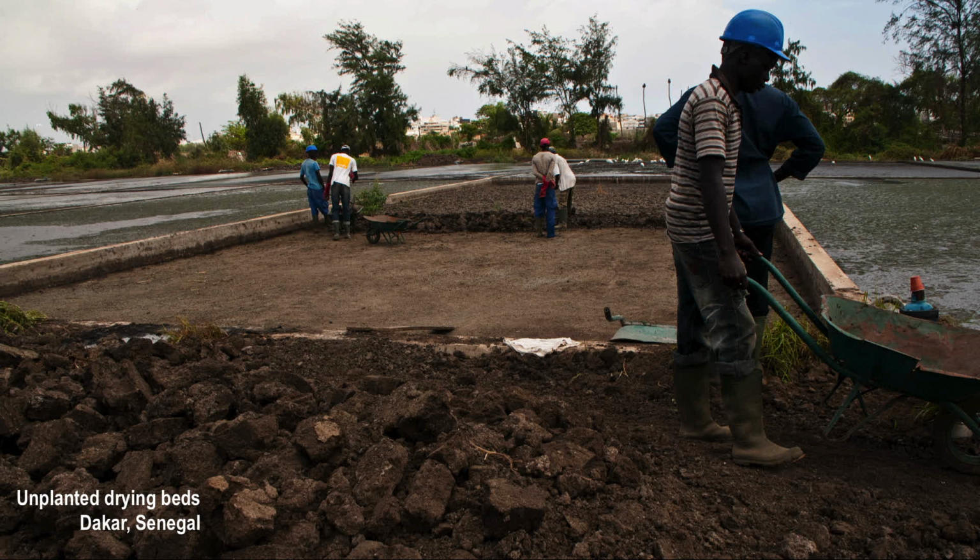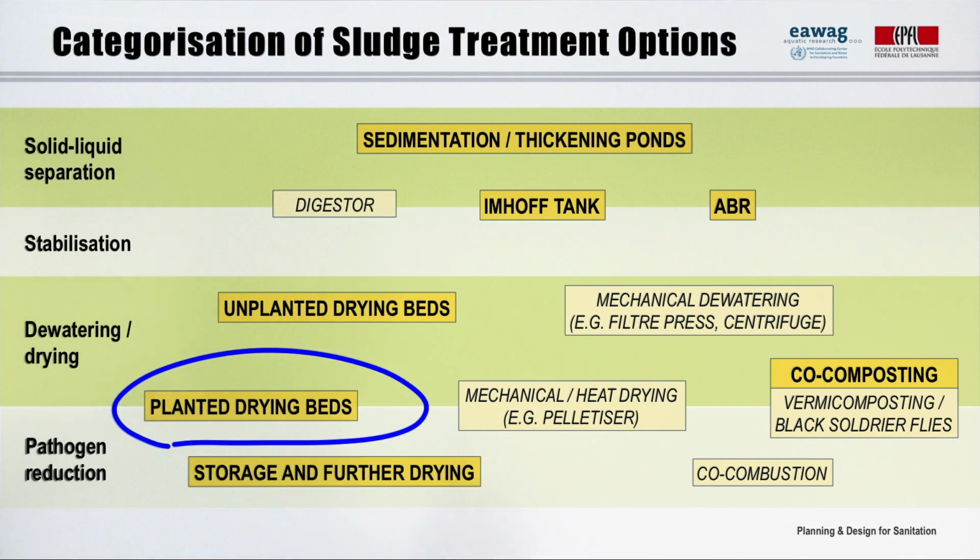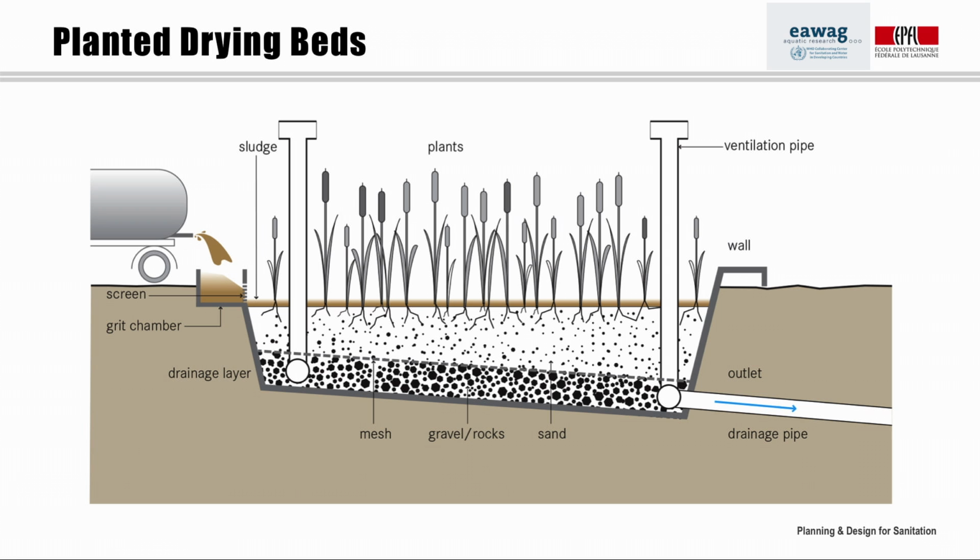Dried sludge can be removed after 10 to 15 days, according to the climate conditions. After the unplanted drying beds, let's move to the planted drying beds, which are much better at pathogen reduction. The key improvement of the planted over the unplanted drying beds is that they don't need to be dislodged after each feeding and drying cycle.